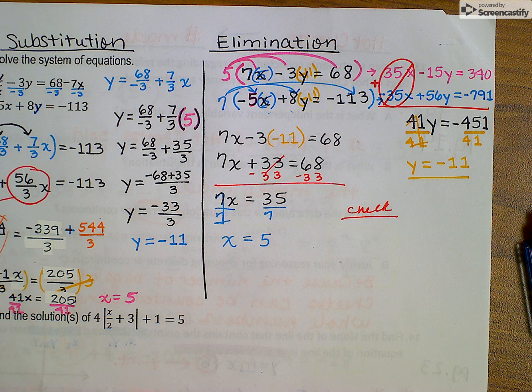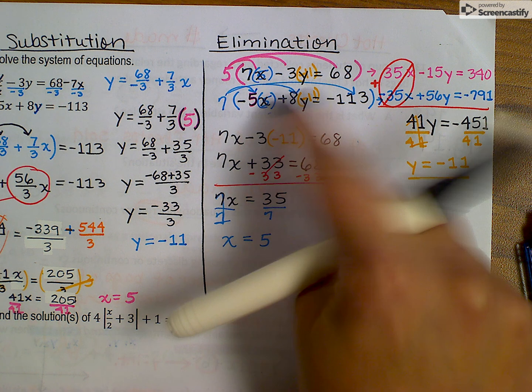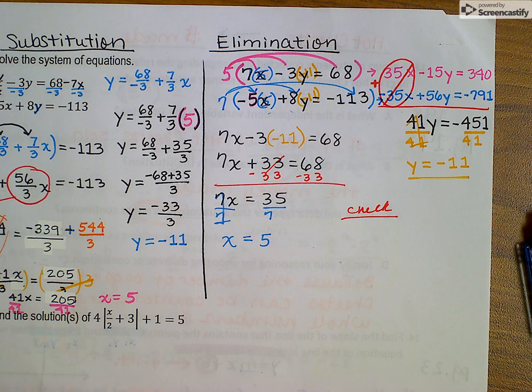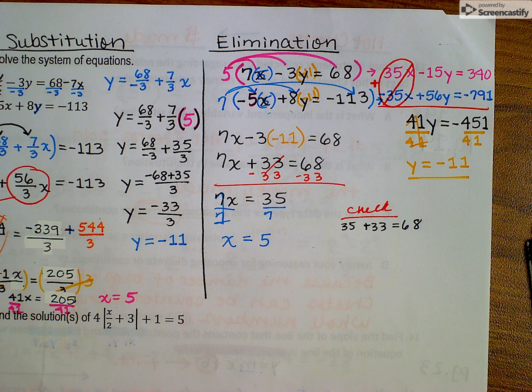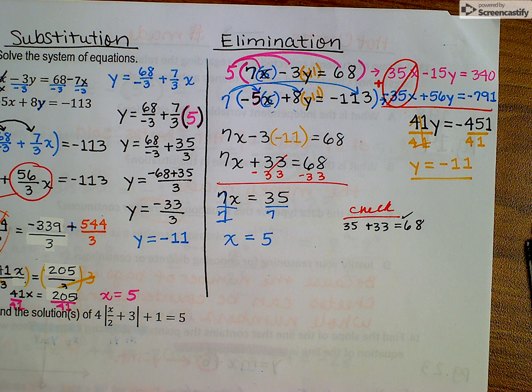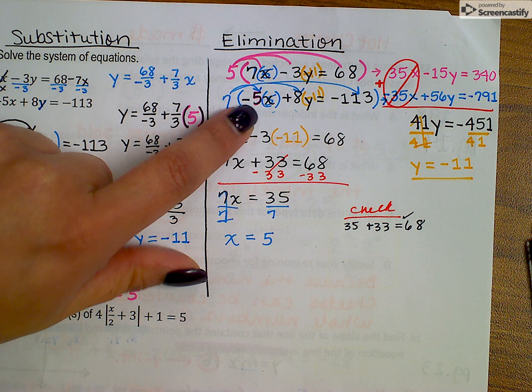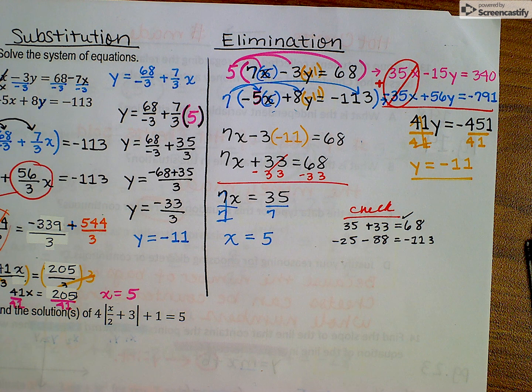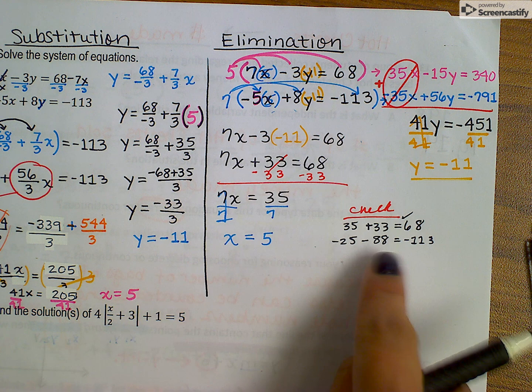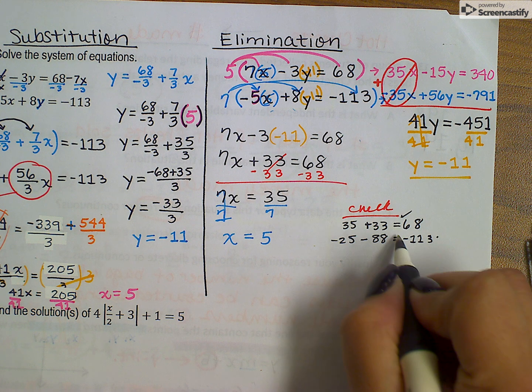And I did the lazy way. I just went ahead and put my 5s and my negative 11s. That gives me 35 plus 33 does give me 68. And then I have negative 5 times 5, negative 25, and 8 times negative 11, negative 88. This one checks as well.